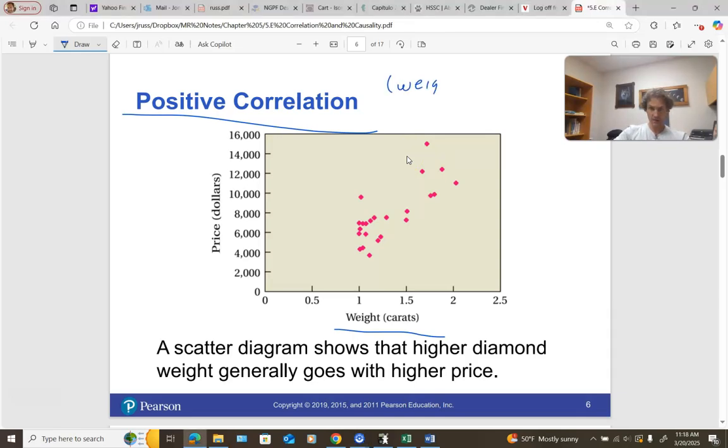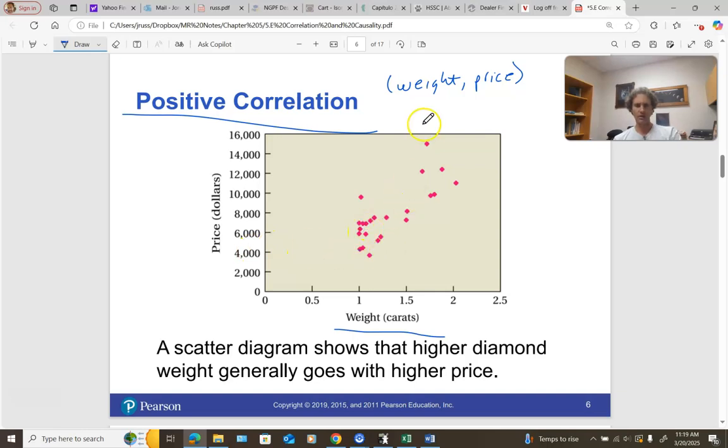So the ordered pairs would consist of the weight and its corresponding price. Evidently, what has happened here is that a handful of diamonds were selected, and the weight was measured in carats, and then the corresponding price of that diamond was recorded. We had all that data, and we made this scatter plot. We plotted all these ordered pairs. This point right here, for example, corresponds to a 1 carat diamond that costs a little over $4,000.